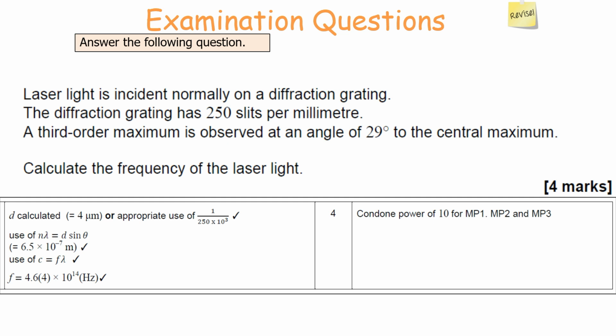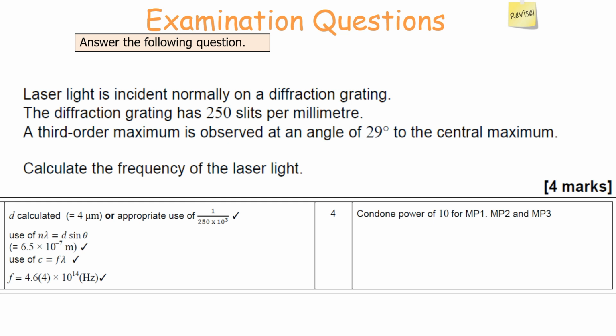So therefore you get your value for d. You then plug this into the equation n lambda equals d sine theta, and you make lambda the subject. You say lambda equals d sine theta over n. We know what theta is. It's 29 degrees from the information given in the question. We know what n is because it's a third order one, so we get our value to be 6.5 times 10 to the minus 7 meters.